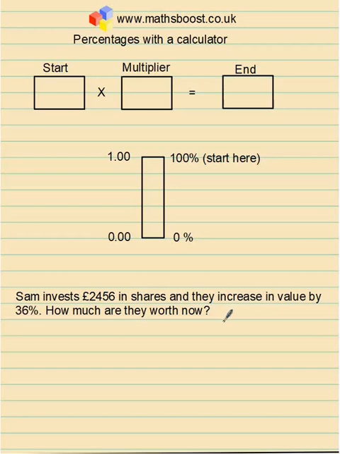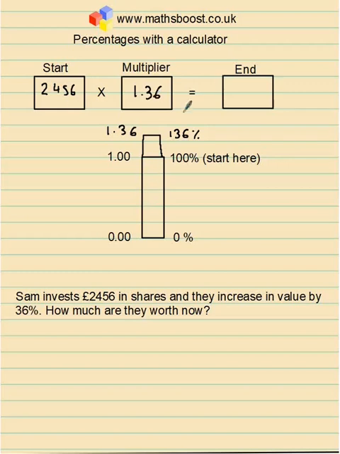Sam invests £2,456 in shares and they increase in value by 36%. How much are they worth now? Well, we know he starts at 2,456, so that goes there. Now to fill in the multiplier box, we need to use the bar. I start at 100% and I can see they've increased in value by 36%. So I've moved up to 136%. And the decimal multiplier is therefore 1.36. So now we can put the decimal multiplier in here.